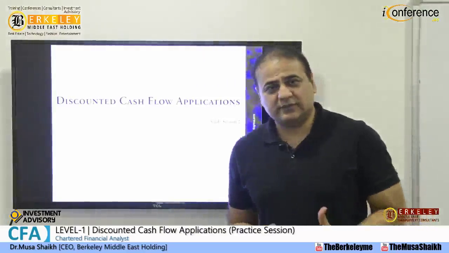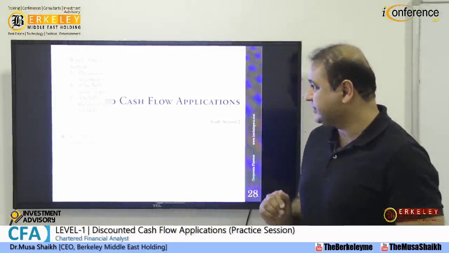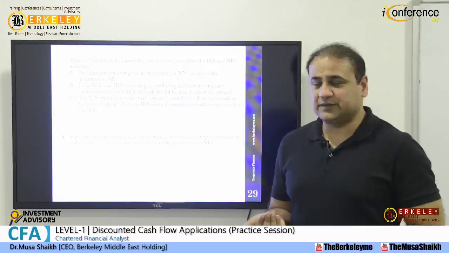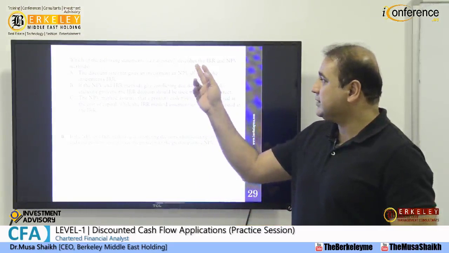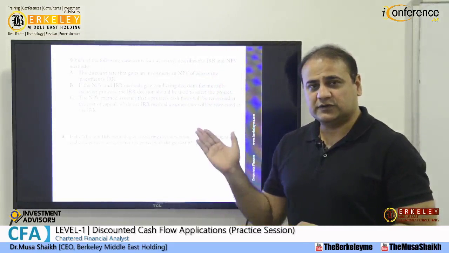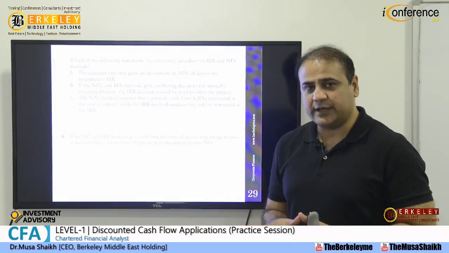Now we will do some questions from DCF, discounted cash flow applications. The first question is, which of the following statements is least accurate in describing the IRR and NPV methods? Before solving the question, we should know what NPV and IRR are.